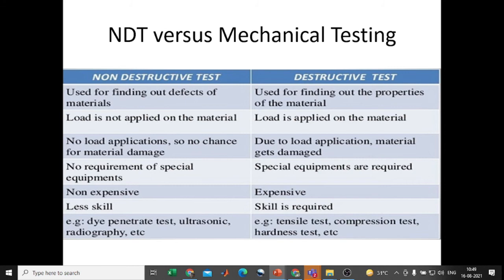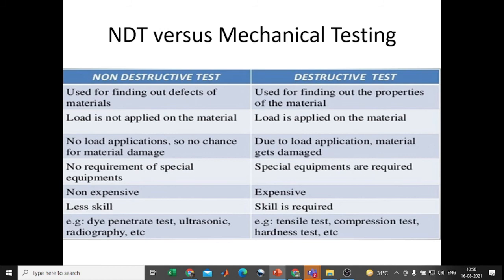And in non-destructive testing, there is no need for special equipment such as for a torsion test, tension test, or impact test. Likewise, we don't need any special equipment. But in destructive testing, we need special equipment. Non-destructive testing is not expensive, but destructive testing is expensive. In non-destructive testing methods, a less skilled operator is enough. In destructive testing, skill is required for preparing the specimen, and for knowing what ASTM standard we follow to prepare the specimen. Likewise, the operator should be aware of a lot of ASTM procedures for testing the workpiece material.